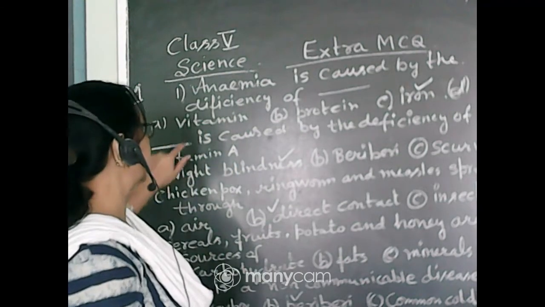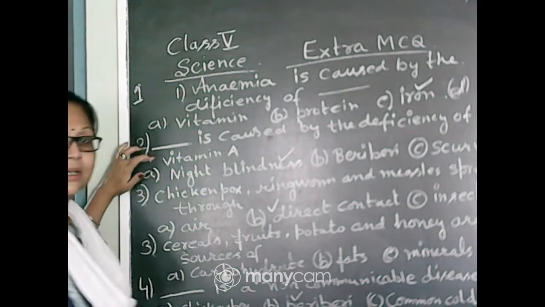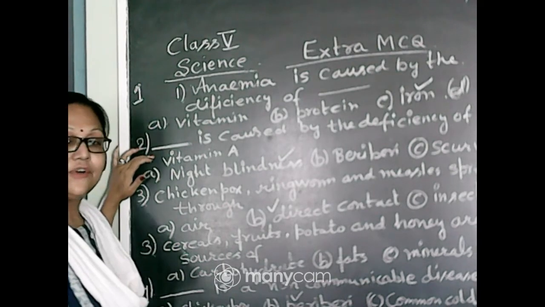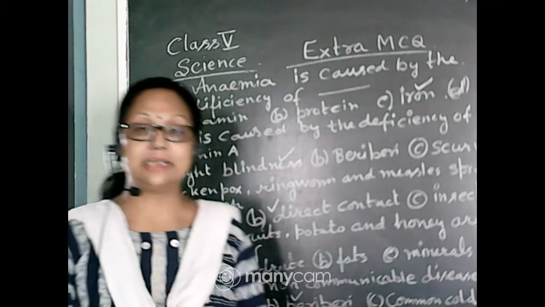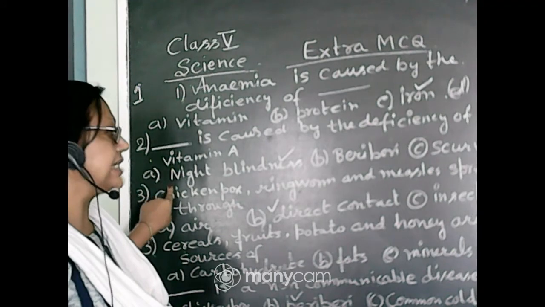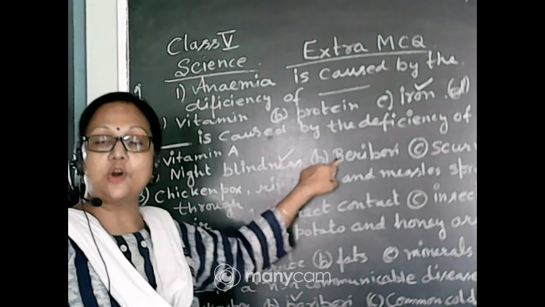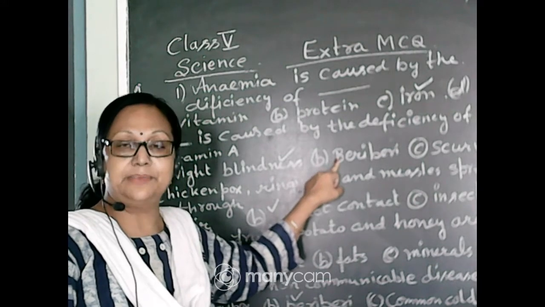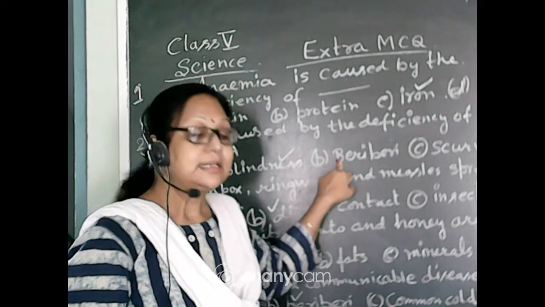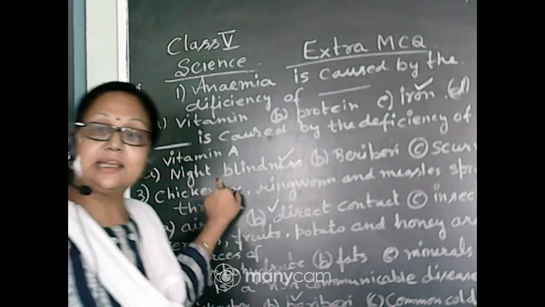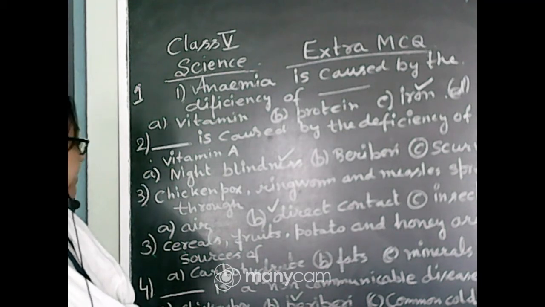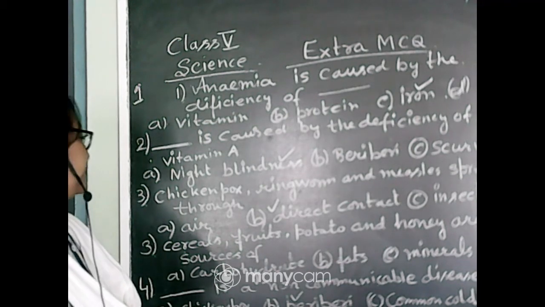And the next question you will see, second question: dash is caused by the deficiency of vitamin A. What are the things caused by the deficiency of vitamin A? The alternatives given here are night blindness, beriberi, and scurvy. We know beriberi is caused due to vitamin B, and scurvy is due to vitamin C. These are the deficiency diseases of vitamin B and C. So this is the right answer, night blindness.